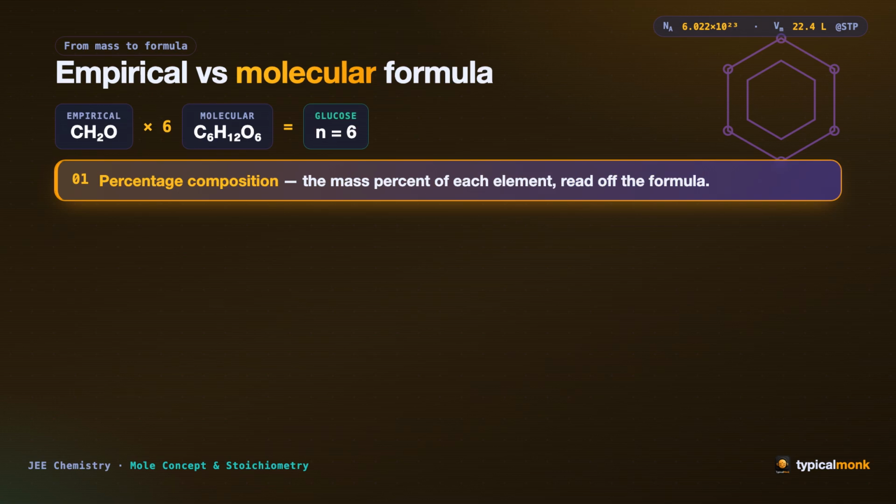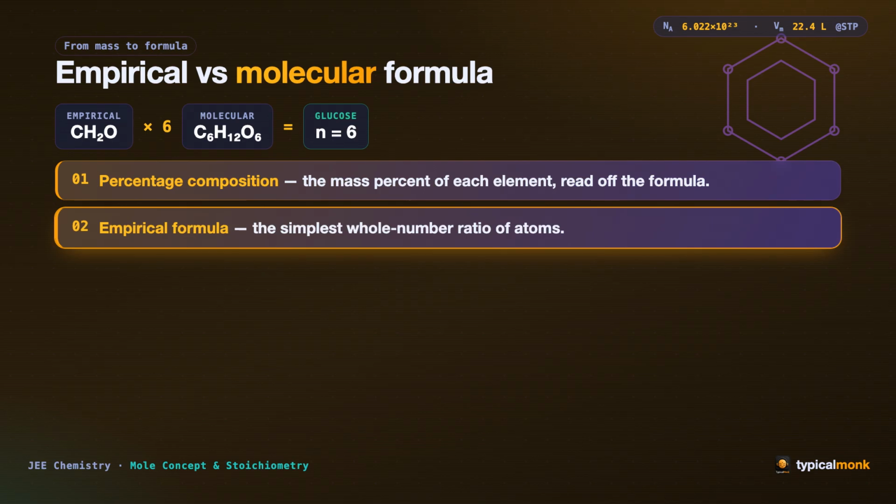First, percentage composition, the mass percent of each element in a compound, and you can read it straight off the formula. Take water, 18 grams per mole, of which 16 are oxygen. So water is nearly 90% oxygen by mass. The formula quietly tells you what the compound is made of.